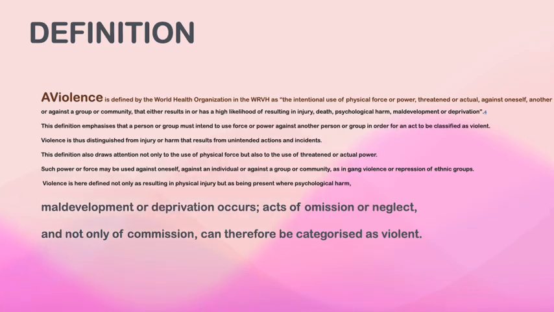Violence is here defined not only by the result of physical injury, but also by the presence of psychological harm. Maldevelopment or deprivation can occur through acts of omission or neglect, and so not only acts but also omissions can be categorized as violent.